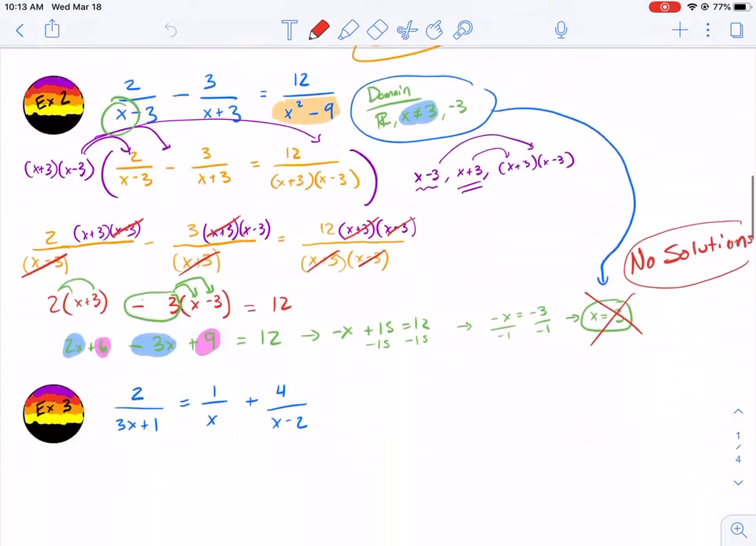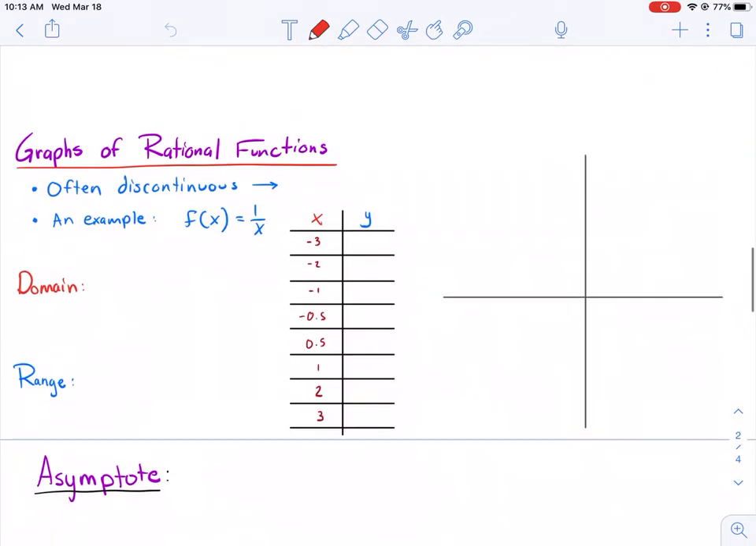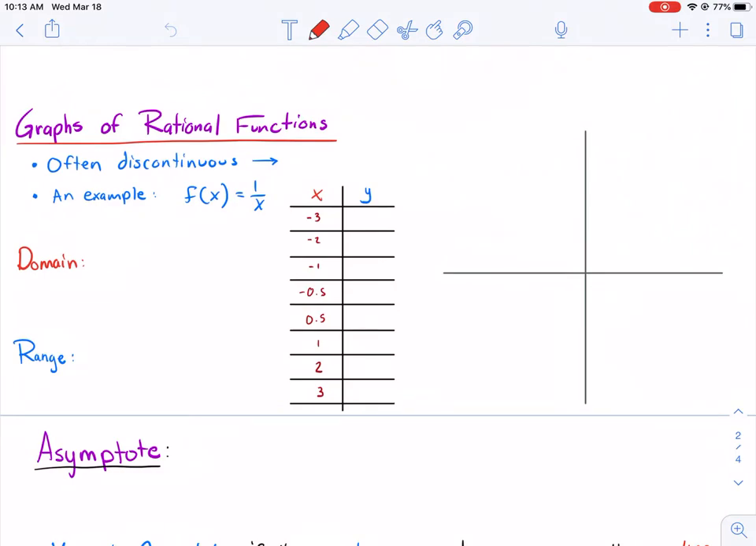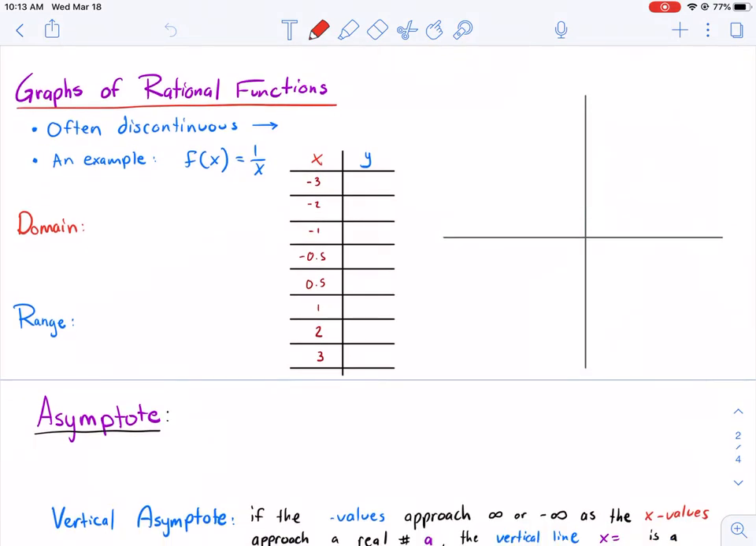In this section we are going to talk about graphing and what the graphs of rational functions look like. Now, one thing you need to know about rational functions is they're often discontinuous, and what that means is there are gaps in the graph. So there's going to be spots where the line does not go. And there's going to be holes, so to speak, where as you're drawing a graph, all of a sudden it zooms up or it zooms down and it stays away from certain values.